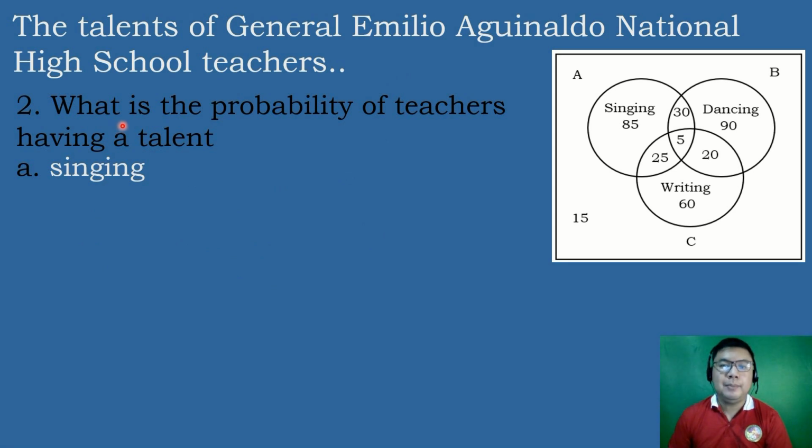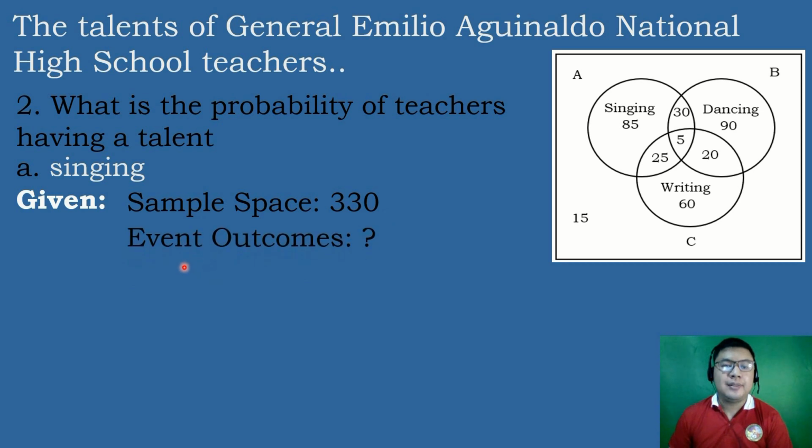What is the probability of teachers having a talent in singing? To solve this, we will be using the formula for simple probability, because this is just a simple event. We will identify the given. The sample space is equal to 330, which we have already computed on the first question. And we will be looking for the number of event outcomes.